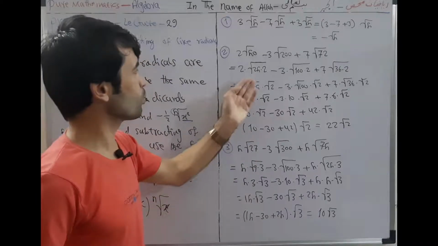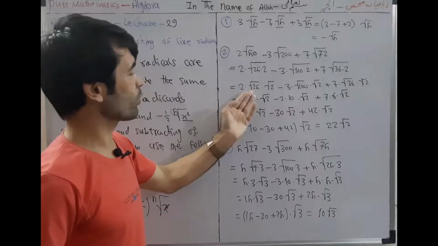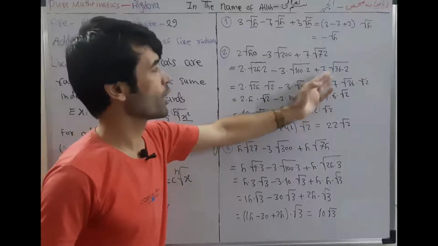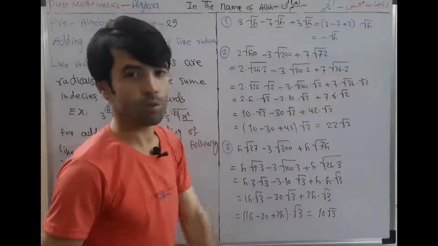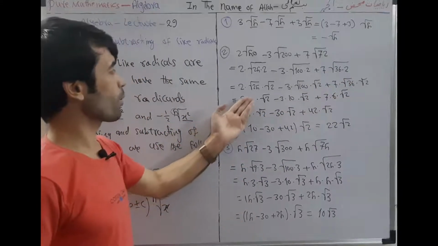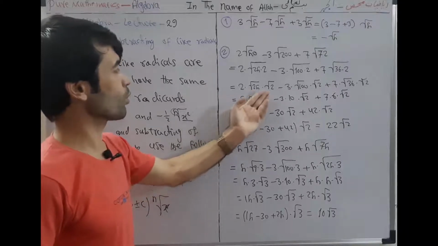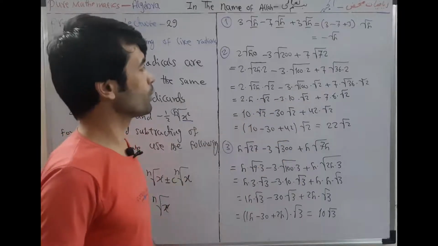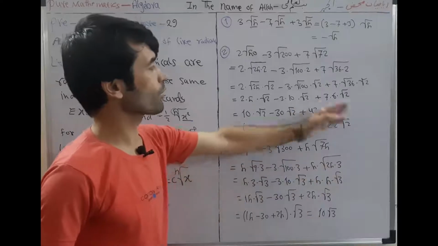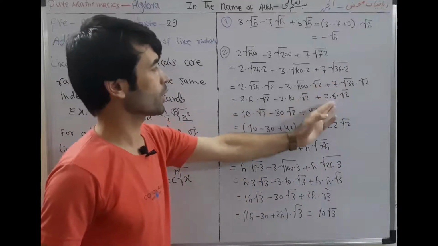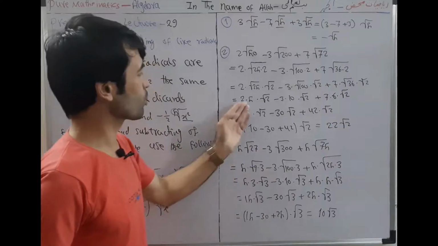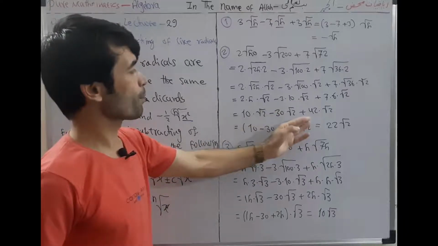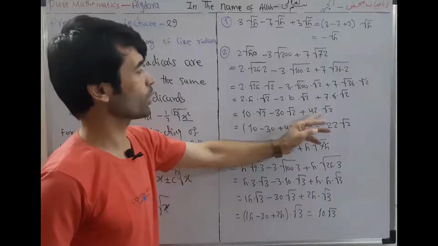It is equal to 2 multiplied by, we separated these roots, square root of 25 into square root of 2 minus 3 into square root of 100 into square root of 2 plus 7 into square root of 36 into square root of 2. It is equal to 2 multiplied by square root of 25 is 5 into square root of 2 minus 3 into square root of 100 is 10 into square root of 2 plus 7 into square root of 36 is 6 into square root of 2. It is equal to 2 multiplied by 5, 10, 10 is square root of 2 minus 3 into square root of 2 plus 7 multiplied by 6, 42 into square root of 2.